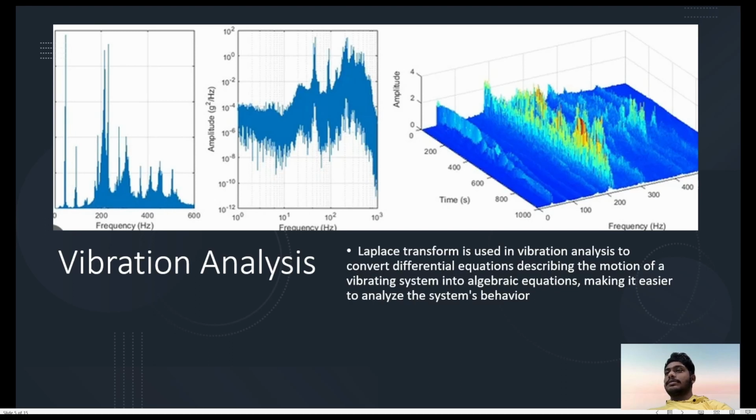Vibration analysis. Laplace transform is used in vibration analysis to convert differential equations describing the motion of a vibrating system into algebraic equations, making it easier to analyze the system's behavior.